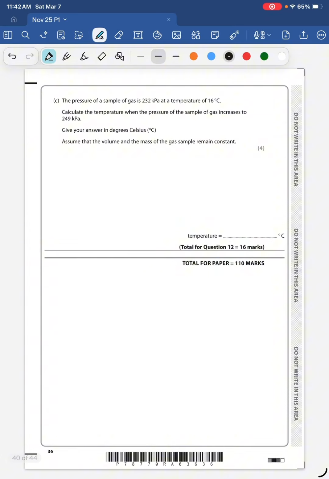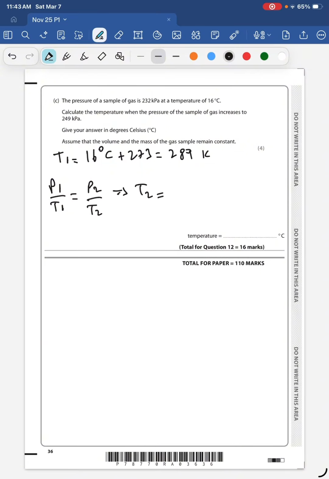Let's go back. So first of all, let's calculate T1. Whenever you work with thermodynamics, you always convert Celsius to Kelvin, and then we will convert back to Celsius. So T1 is 16 degrees Celsius plus 273 gives 289 kelvins. So P1 over T1 is equal to P2 over T2. So T2 is P2 times T1 over P1.